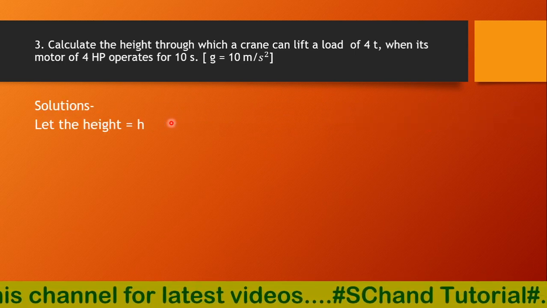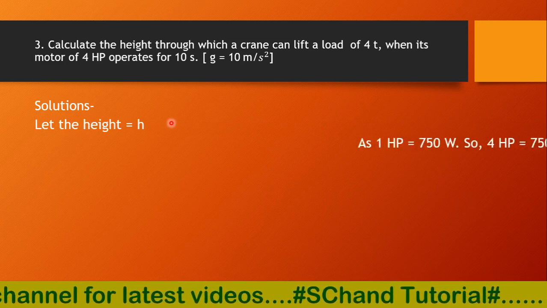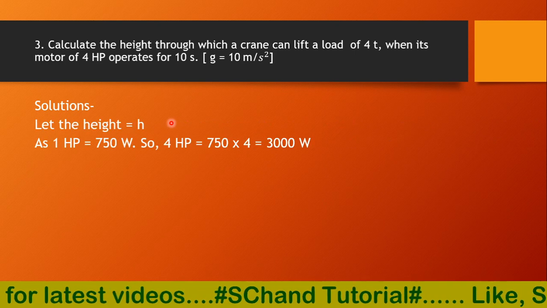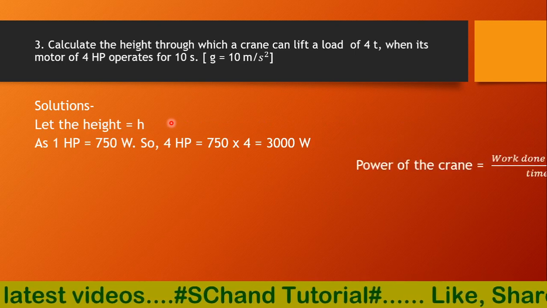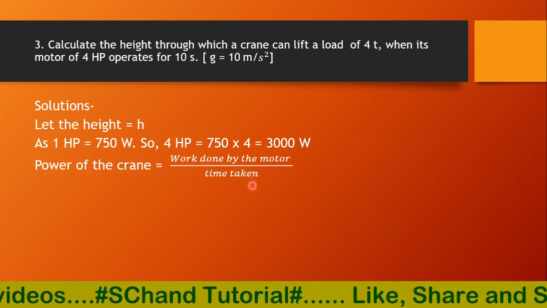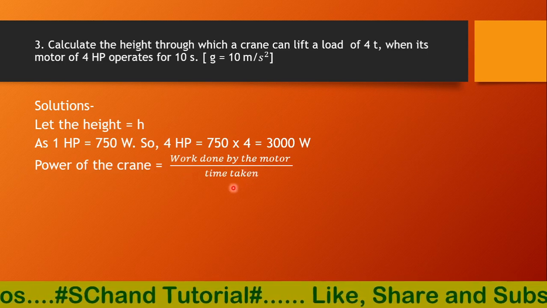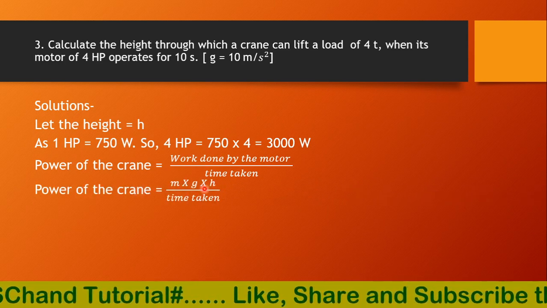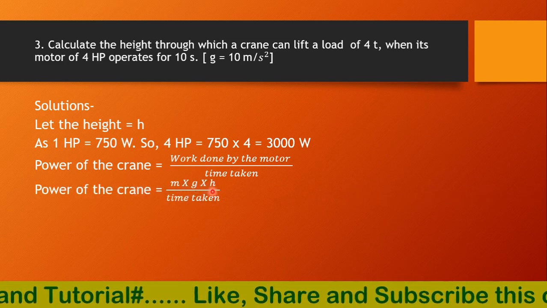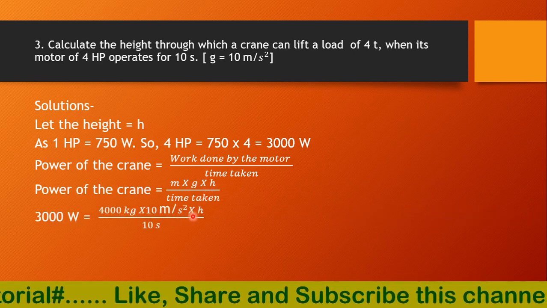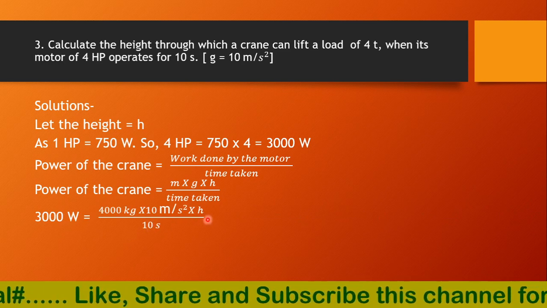Let it raise to the height h. So 1 horsepower is 750 watts. So 4 horsepower will be 750 into 4, that is 3000 watt. So power of the crane is equal to work done by the motor over time taken. Power we have in the formula work done over time. So work done in this case will be equal to mgh because it is raised to the height, and just put the values. h we have to calculate here.